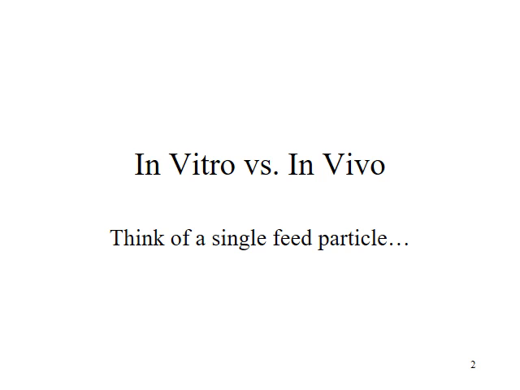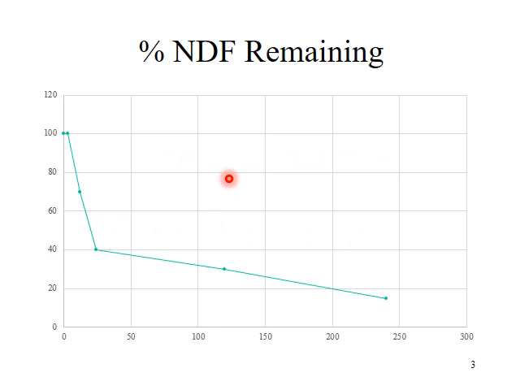We're gonna be focusing on the in vivo, but this is pretty similar for in vitro as well. What we're going to try to do here is think of a single feed particle as we move through. So we're going to take a graph here of the percent NDF remaining, and we're going to think about in vivo.